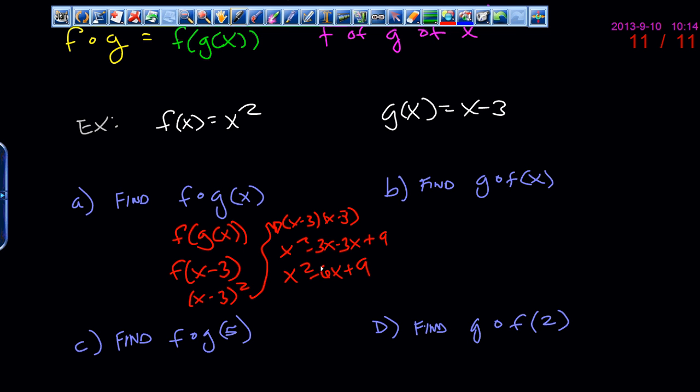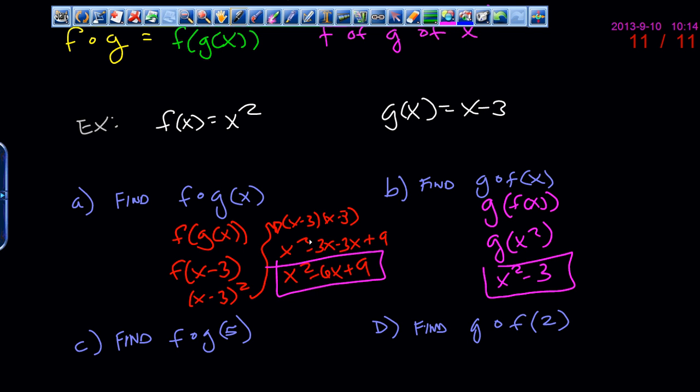B is very similar. We're just plugging in f now into g. So this is the same thing as g of f of x. Plugging in x squared into this. So our notation, g of x squared. And then I'm going to literally plug in x squared for every x that I see up here. So x squared minus 3. Sorry, I forgot to box my answer here.